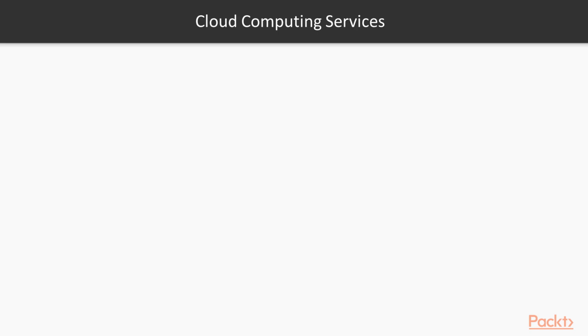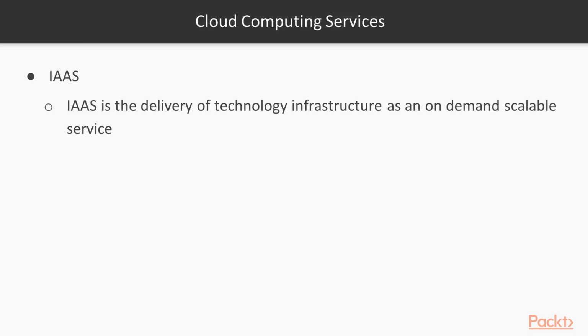So what are the cloud computing services? There are three types of fundamental cloud computing services. The first one is infrastructure as a service. Infrastructure as a service is the delivery of technology infrastructure as an on-demand scalable service. It provides access to fundamental resources such as physical machines, virtual machines, and virtual storage, etc. This service model is mostly used in private cloud, for example in AT&T or some other organizations.